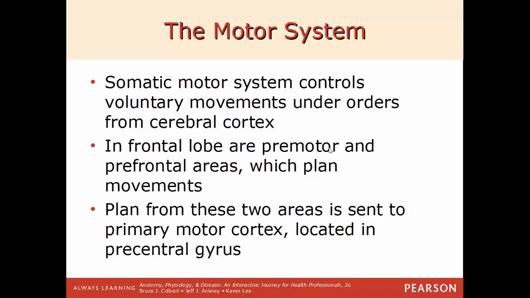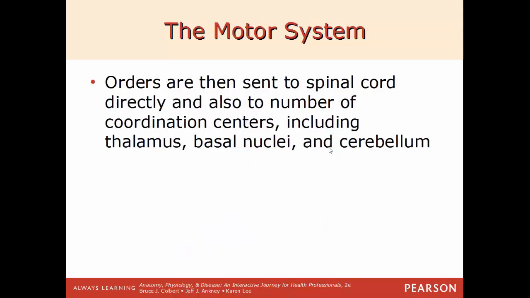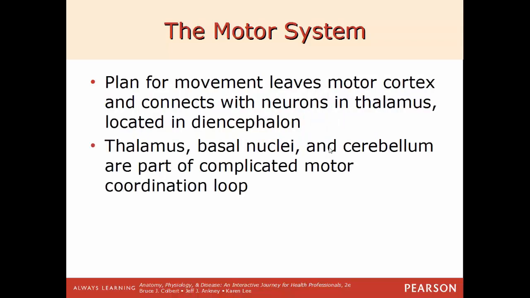In the frontal lobe, there are premotor and prefrontal areas, which will help plan movements. Now, plans from these two areas are sent to the primary motor cortex, located in the precentral gyrus. Orders are then sent to the spinal cord directly, and also to a number of coordination centers, including the thalamus, basal nuclei, and the cerebellum. The plan for movement leaves the motor cortex and connects with neurons in the thalamus, located in the diencephalon. The thalamus, basal nuclei, and cerebellum are part of the complicated motor coordination loop.